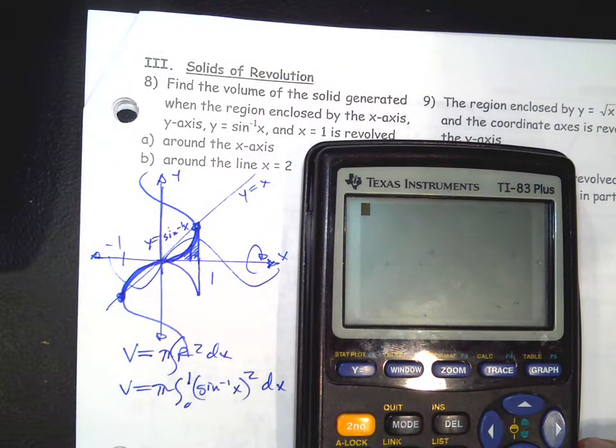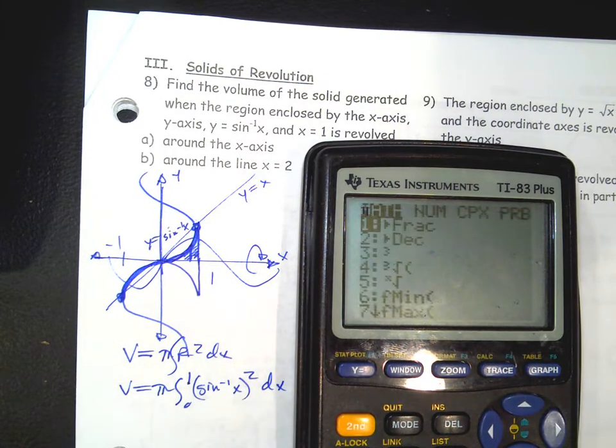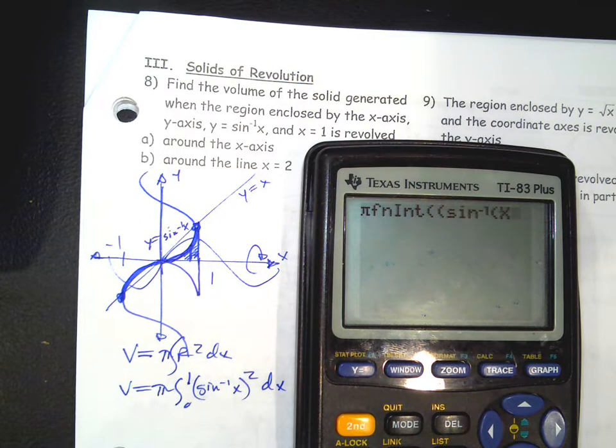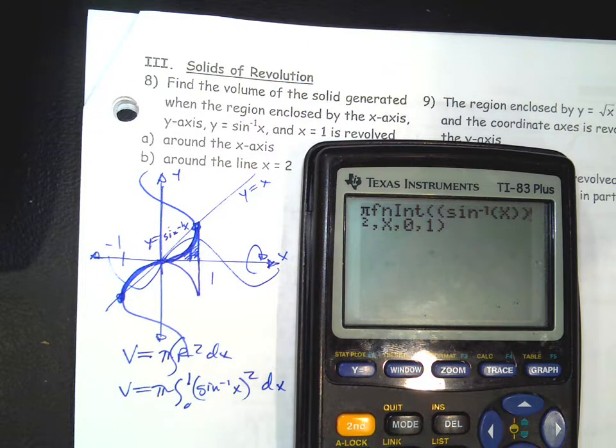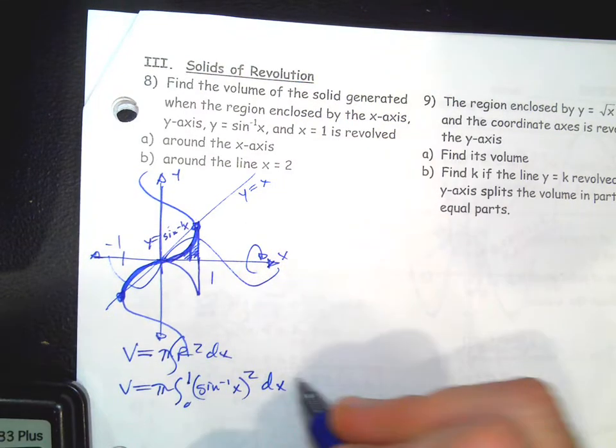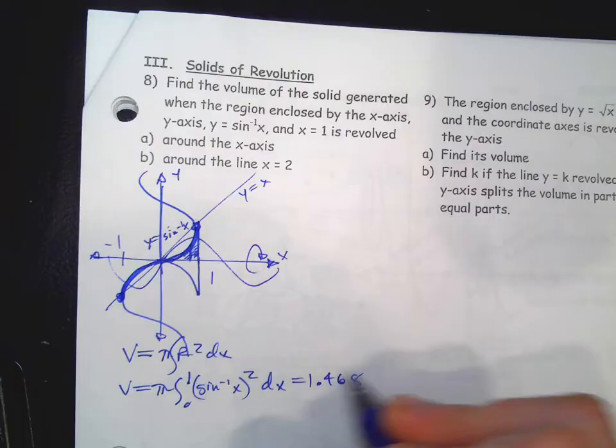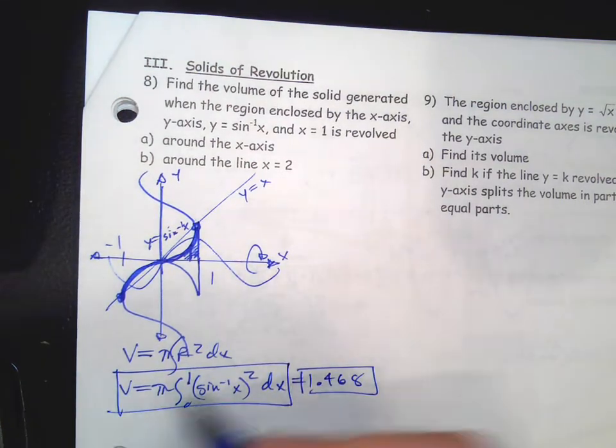And then we could try shells. I think shells would be more doable by hand, but pi, math 9, parentheses, inverse sine of x, close, squared, comma x, comma 0, comma 1. It's working hard. Okay, there you go. 1.468.